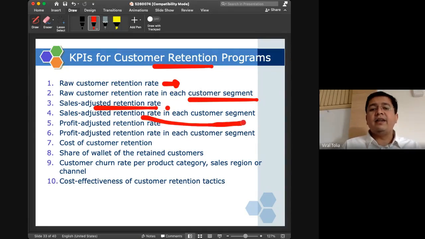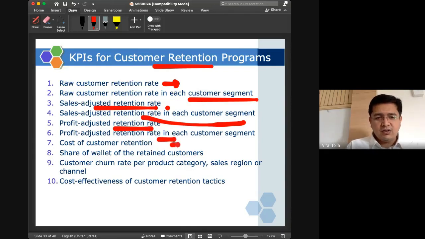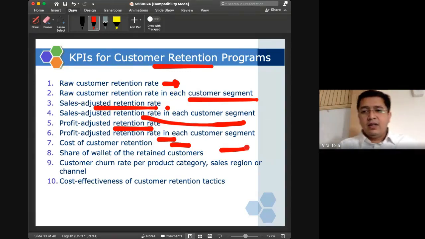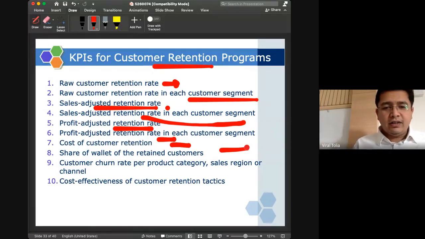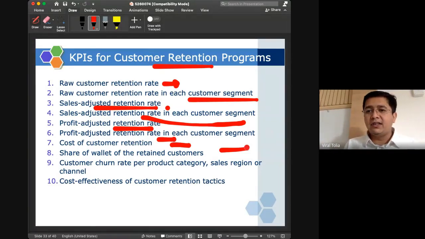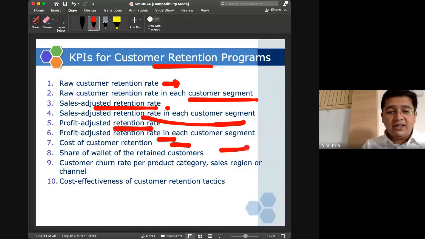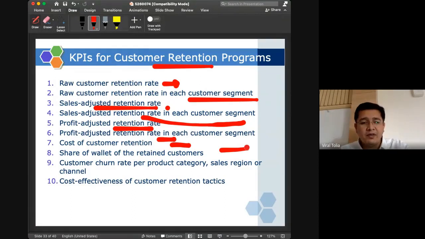Sales adjusted retention rate segmentation, that you adjust your sales, and from the segmentation point of view you can come to know. Profit adjusted retention rate, all this terminology is just now what we have studied. Cost of customer retention process, share of the wallet retained. So let's say for example n number of customers were there, now they have been retained, and what is the share in your overall wallet? If it is 60%, then you are done, you only have to take care of 40%. But if that ratio is 20%, then you are going wrong somewhere, 80%.